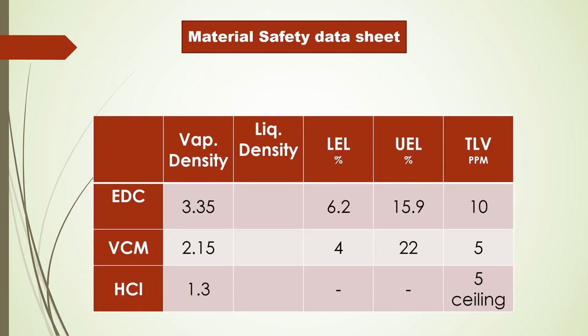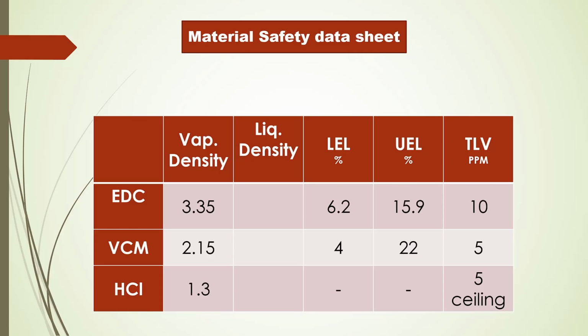Now let us quickly go through the material safety data sheet. The vapor density of EDC, VCM, and HCl is shown here. Now there is no liquid density because all the products we are going to use will be only in gaseous form. Now LEL percentage is a lower explosion limit percentage, and UEL is an upper explosive limit percentage, and TLV is a threshold limit value.